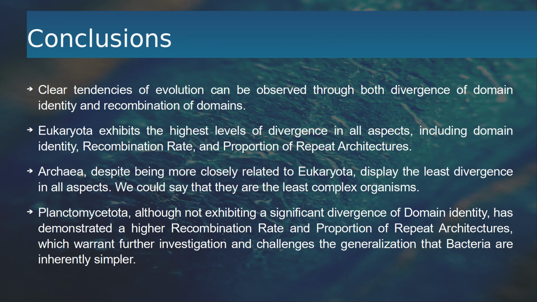As conclusions, clear tendencies of evolution can be observed through both divergence of domain identity and recombination of domains. Eukaryota exhibits the highest levels of divergence in all aspects, including domain identity, recombination rates, and proportion of repeat architectures. Archaea, despite being more closely related to Eukaryota, display the least divergence in all aspects. We could say that they are the least complex organisms. Planctomycetota, although not exhibiting a significant divergence of domain identity, has demonstrated a higher recombination rate and proportion of repeat architectures, which warrant further investigation and challenge the generalization that bacteria are inherently simpler.